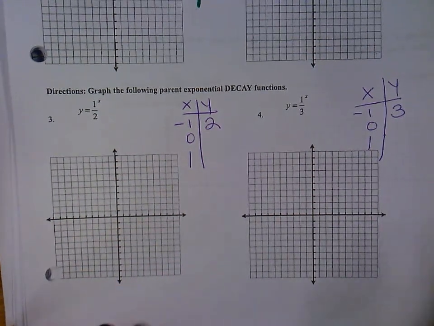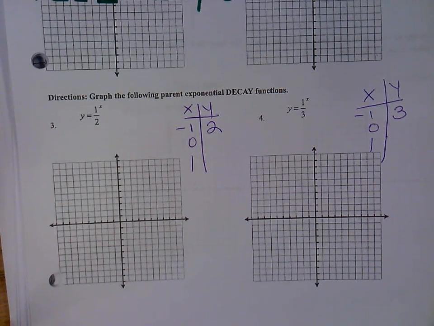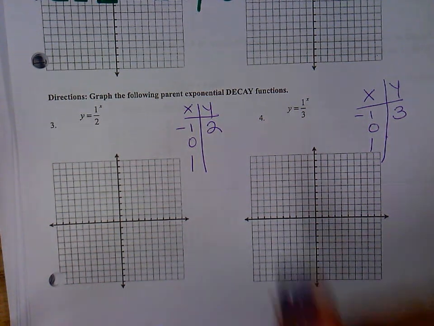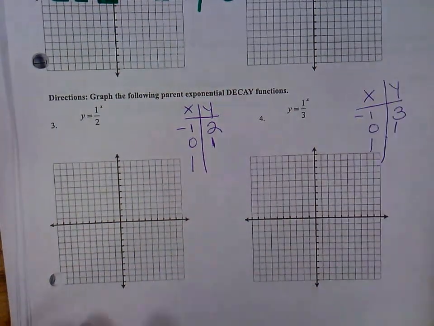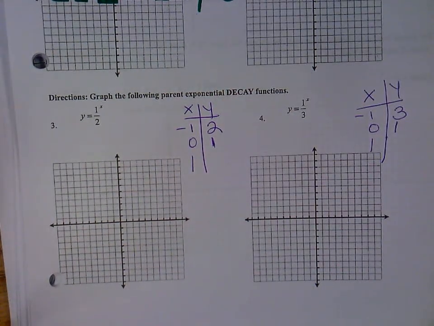What's anything to the 0 power? So even if it's a fraction, anything to the 0 power is still 1. So our y-intercept is always at 1. And then what happens when I raise to the first power? I get itself back, right? So 2 to the first was 2. 1/2 to the first is just the number 1/2.